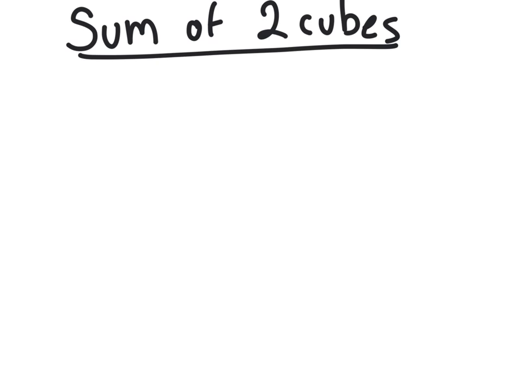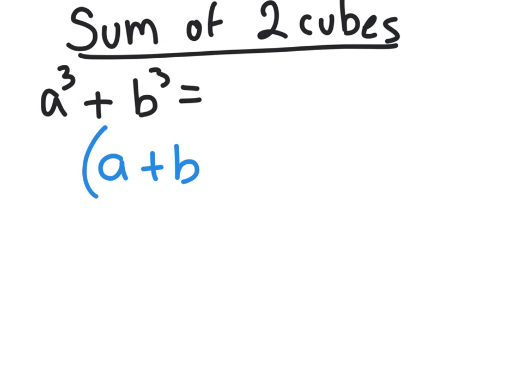The sum of two cubes formula. Sum means add, all right? So we're going to be adding two things. And what are we adding? We're adding two cubes. So if you have A to the third power, that's A cubed, plus B to the third power, that's B cubed. Now, that's what it is, but the formula itself is going to be a binomial times a trinomial. So I'm actually going to write it right here. The binomial will be A plus B.